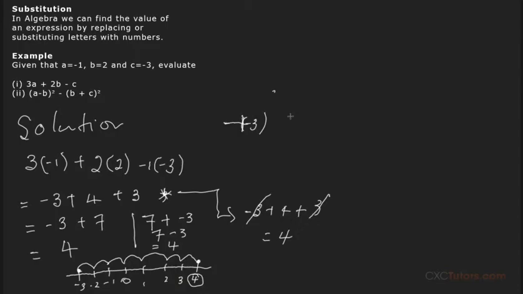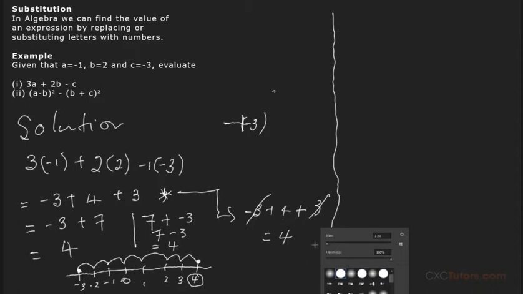That is the solution to the first part. Now, suppose you were to look at the second one. Let me just separate my board so you can see exactly what I'm talking about. The values remain the same. A is -1, B is 2, and C is -3.